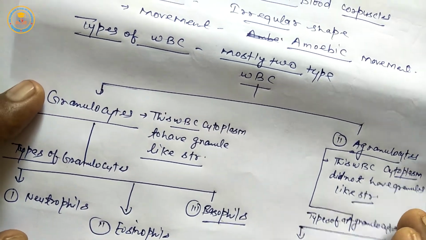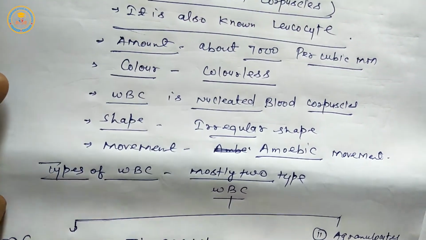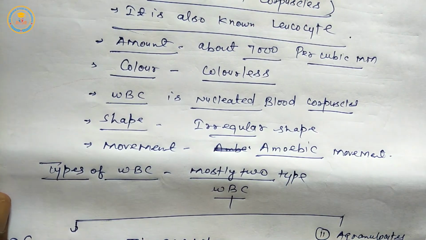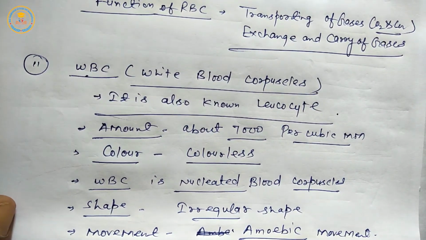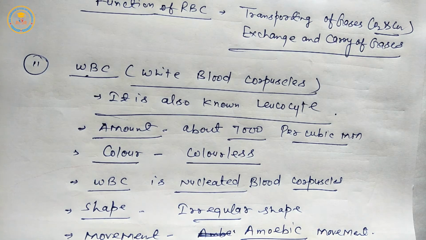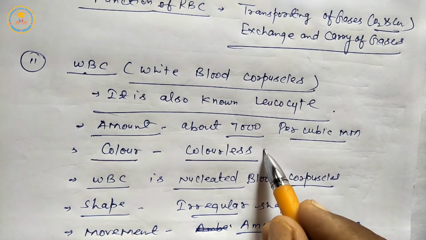Once again, students, today we studied blood corpuscles. First is RBC, second is WBC, it means white blood corpuscles. It is also known as leukocyte, but other name of RBC is erythrocytes. Amount of RBC is 52 lakh in male humans, 47 lakh per cubic millimeter in female humans, but WBC is 7000 per cubic millimeter in male and female human. Next, color of RBC is red, but color of WBC is colorless.